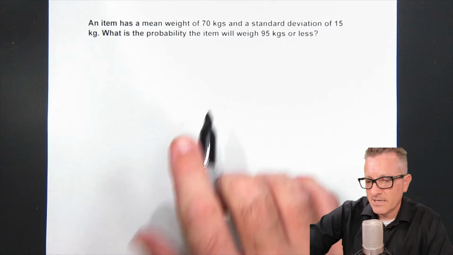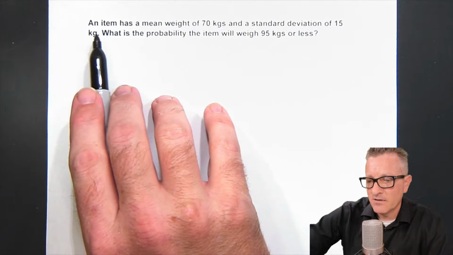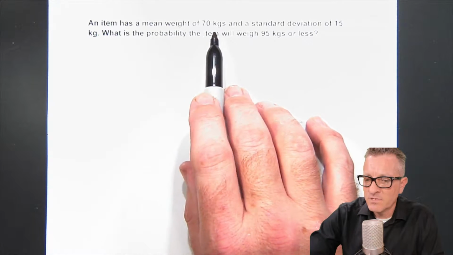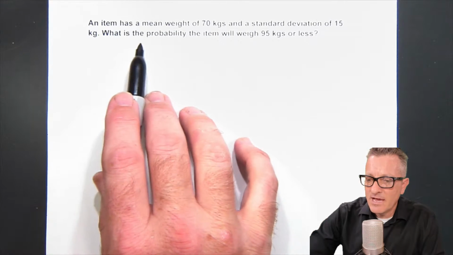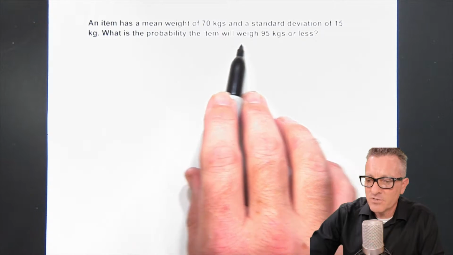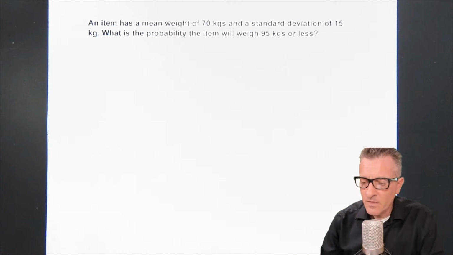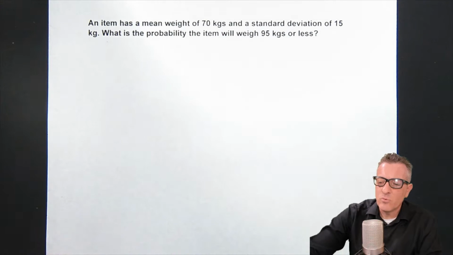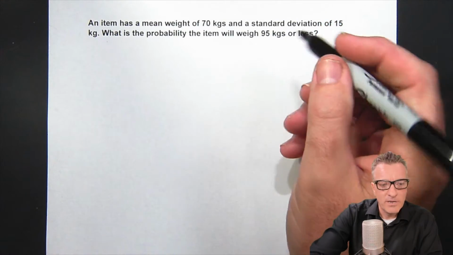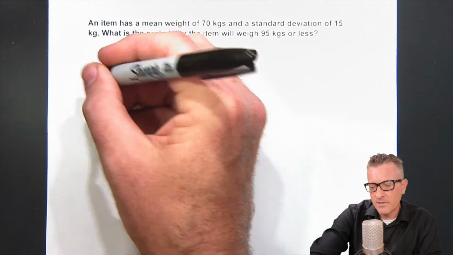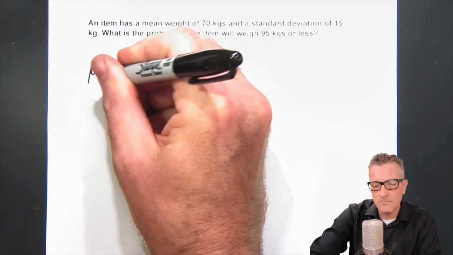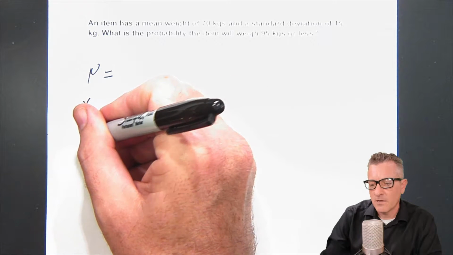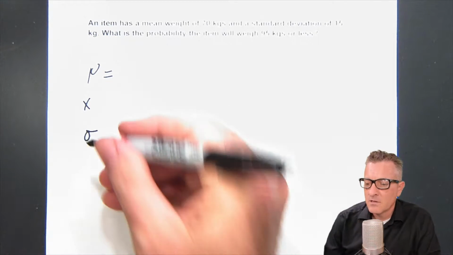Okay. An item has a mean weight of 70 kilograms and a standard deviation of 15 kilograms. What is the probability the item will weigh 95 kilograms or less? Okay, so the first thing that I always do is I want to write out what I know. And what I know here is a couple things. Okay, so let's do a couple of these.